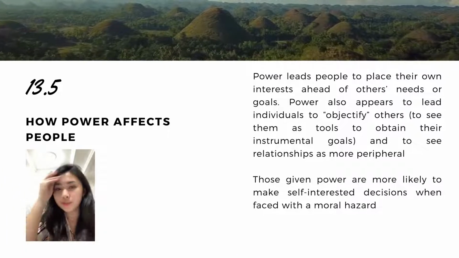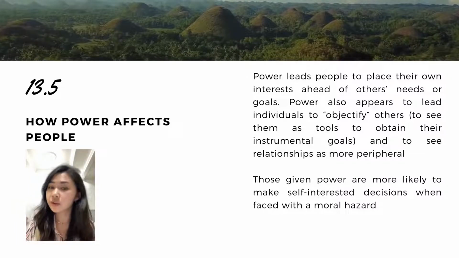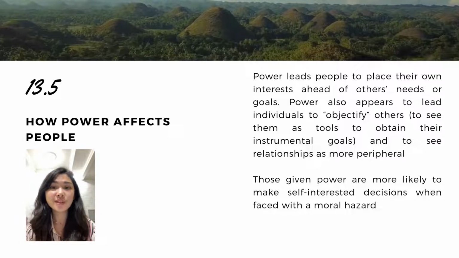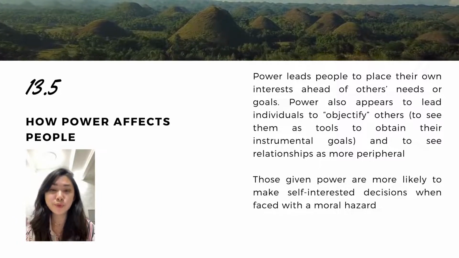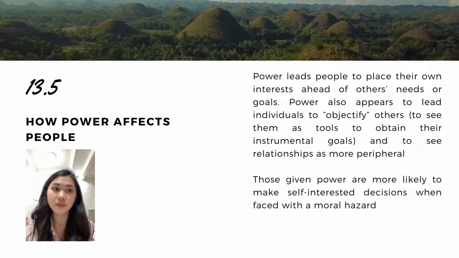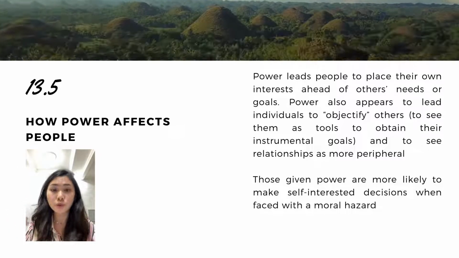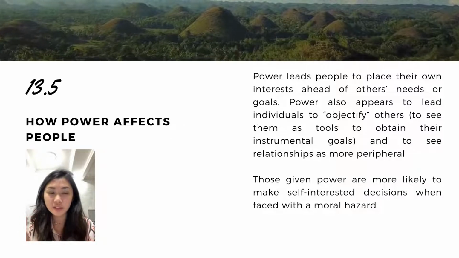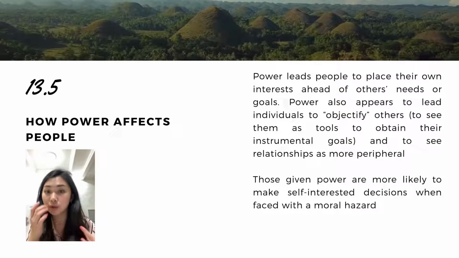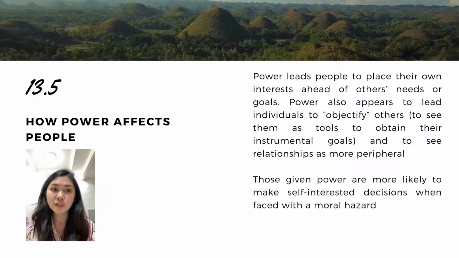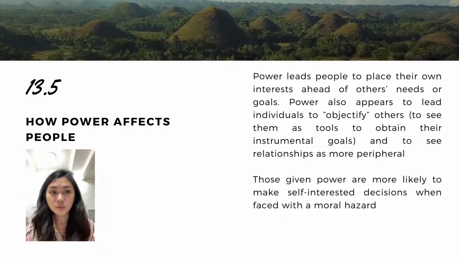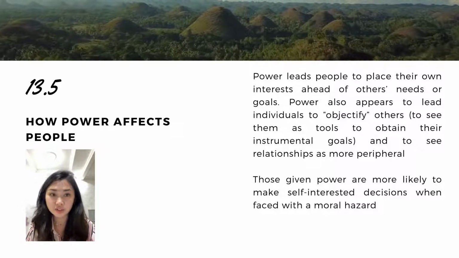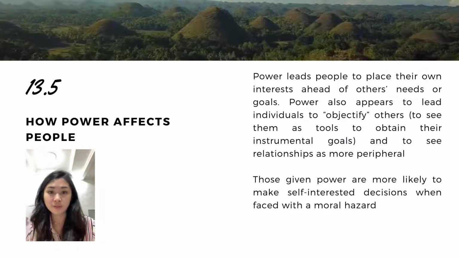So we're going to move on to the next sub-chapter, which is 13.5, which talks about how power affects people. First, power leads people to place their own interests ahead of others' needs and goals. Power also appears to lead individuals to objectify others, to see them as tools to obtain their instrumental goals, and to see relationships as more peripheral. Those given power are more likely to make self-interested decisions when faced with moral hazards.